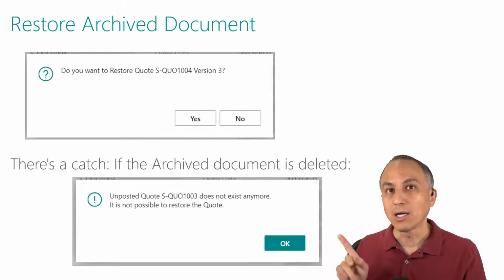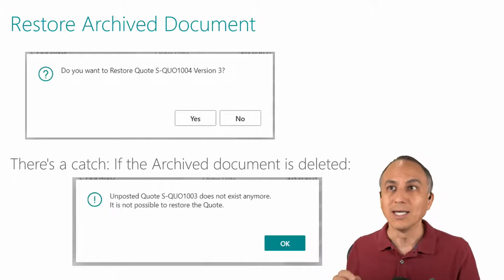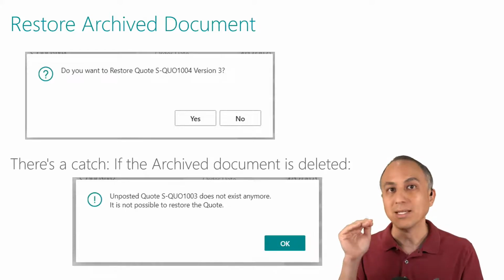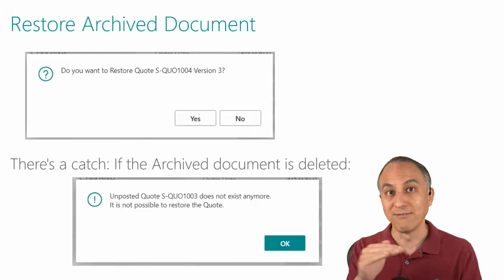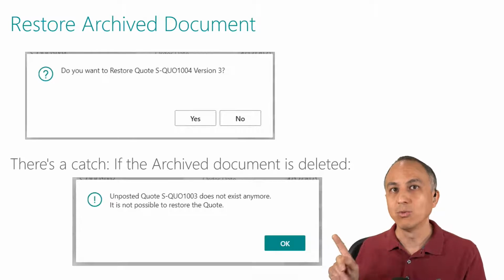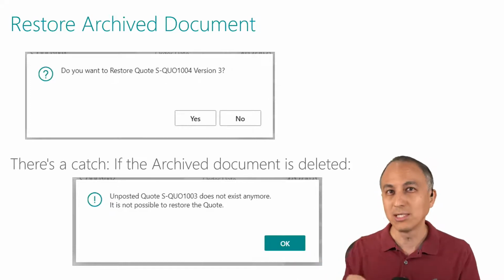But if the archived document, in the case of, say, a sales quote, is deleted, let's say I had quote 1003 and that was archived, but then someone deleted that, I can go in the archive and I can see that version that was archived. But because quote 1003 was deleted by someone, it does not allow me to restore the quote anymore, which is an interesting twist.